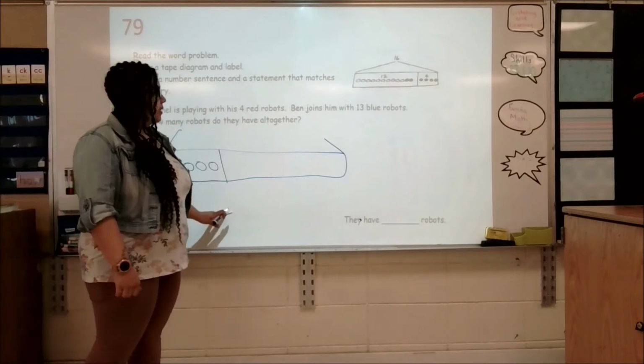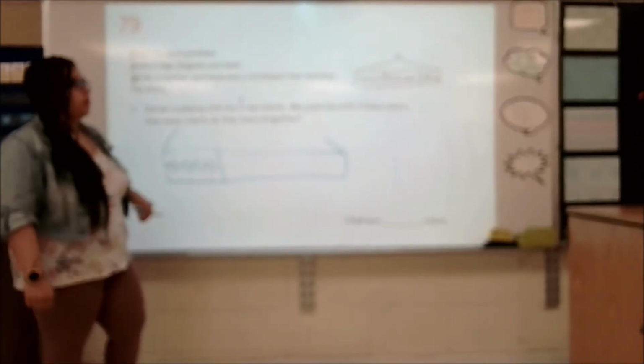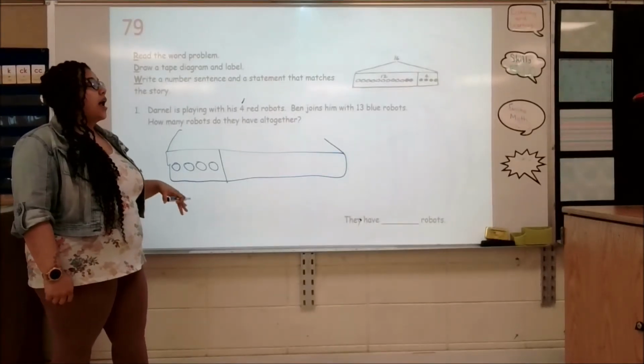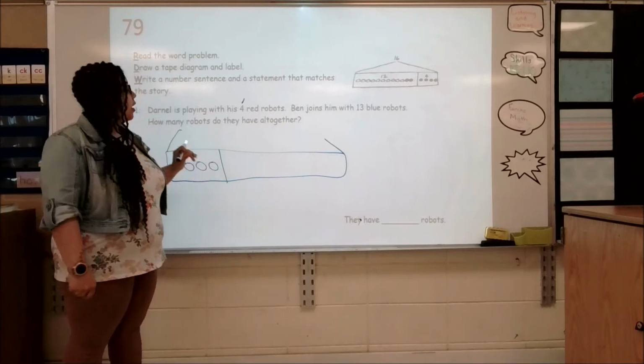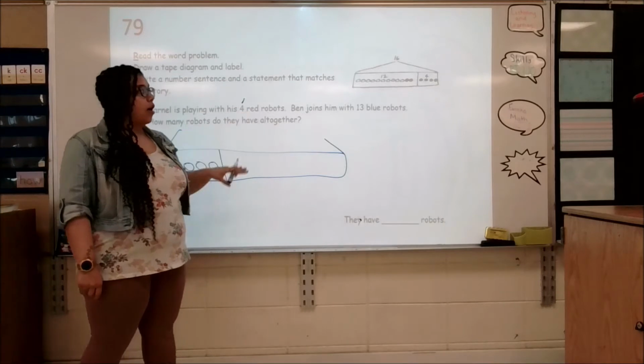Now I've split my tape diagram to represent that this part does it. Cool. 4 red robots. There's 4. But what's missing? I don't have a label. Good. Well, what I want to label it with, there's a couple options. We can either label it with a D for Darnell, or we can label it with an R for red.